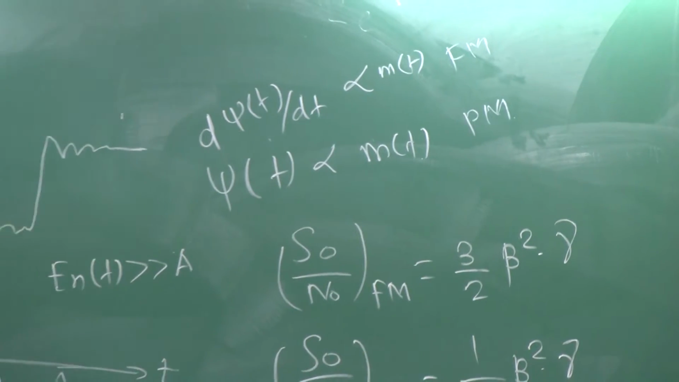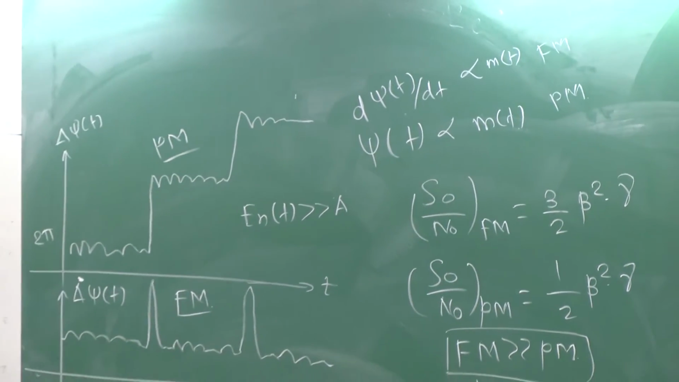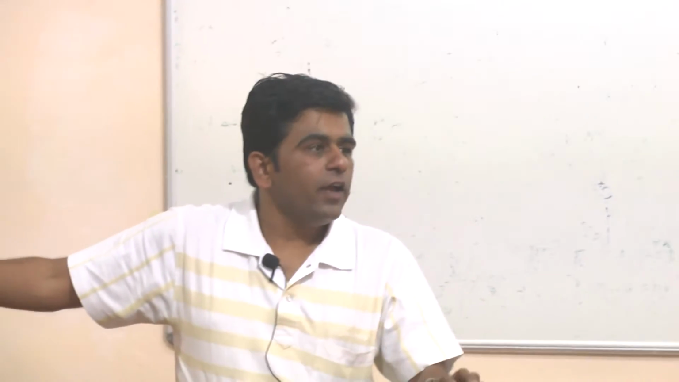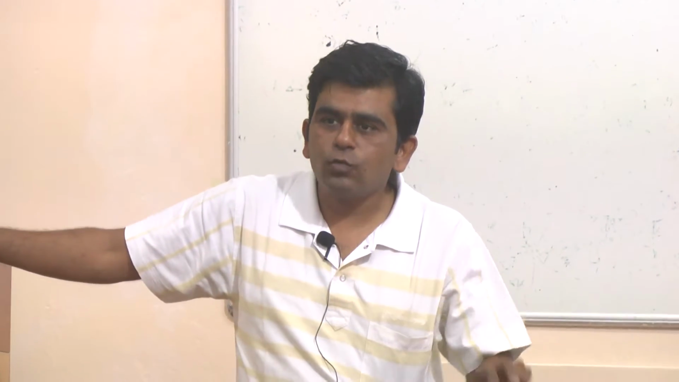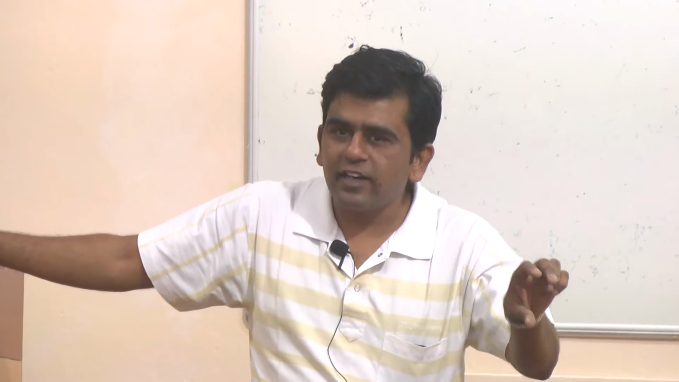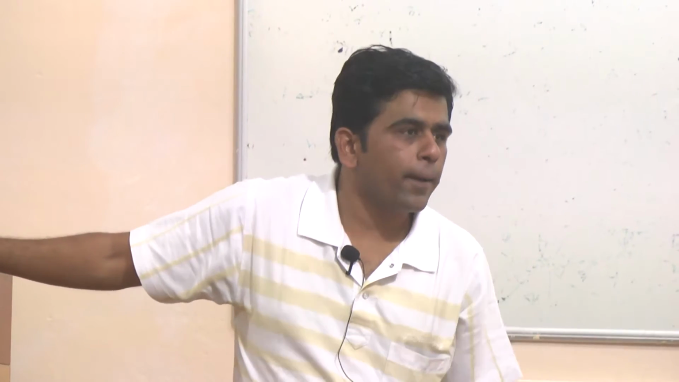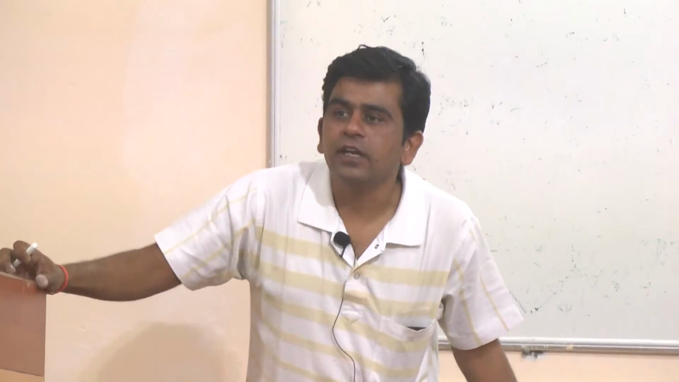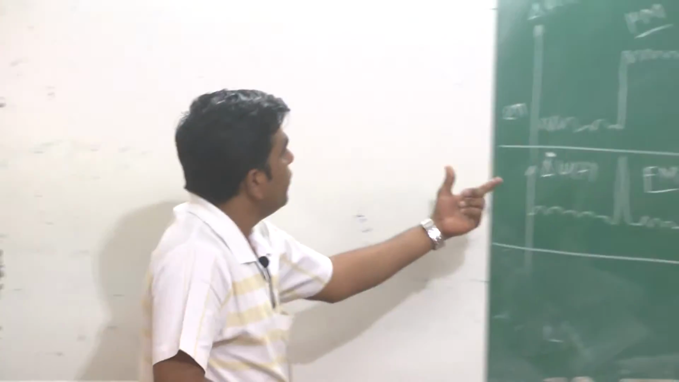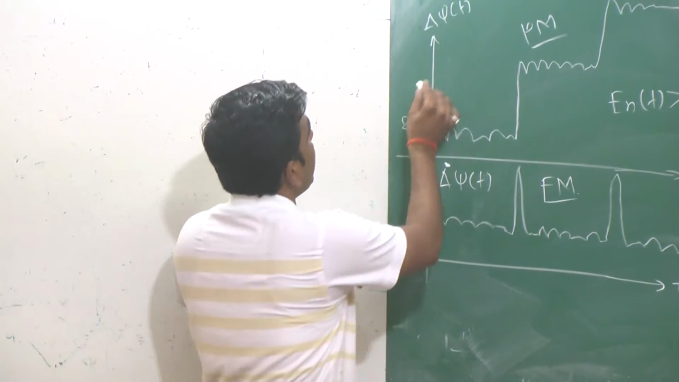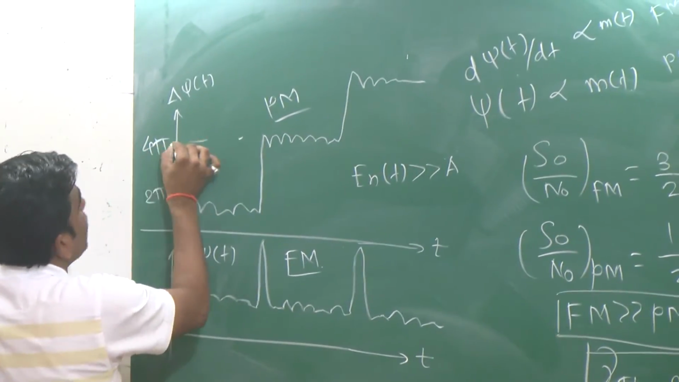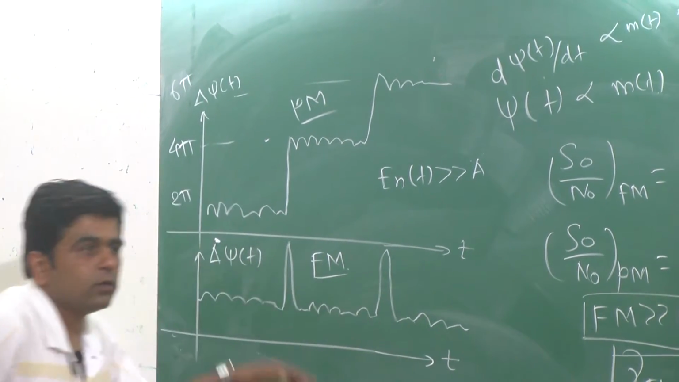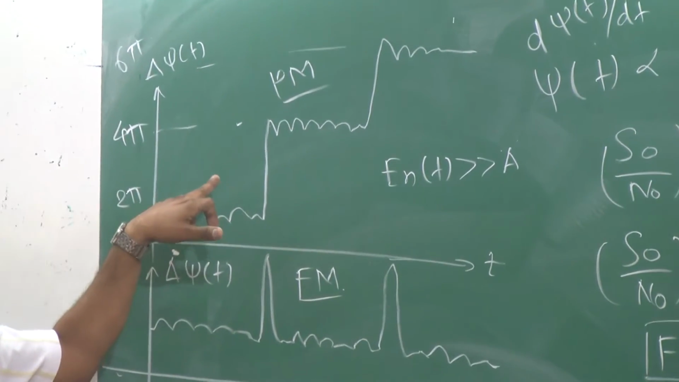In an angle modulation system, delta psi of t is the quantity which will give the effect of your noise. For the small noise case, variations of delta psi of t are less than 2 pi. For the large noise case, where En of t is very much larger than A, we will get larger variations: 2 pi, 4 pi, then 6 pi. These are the variations in your phase.